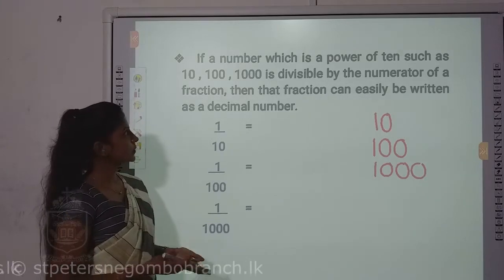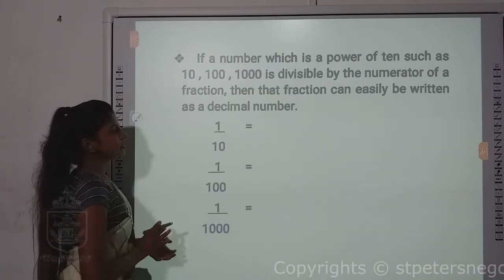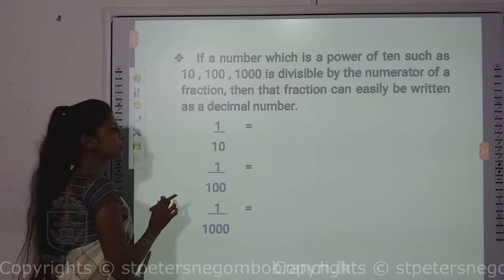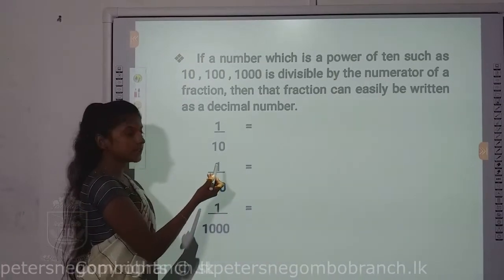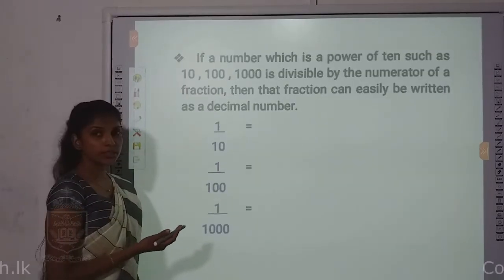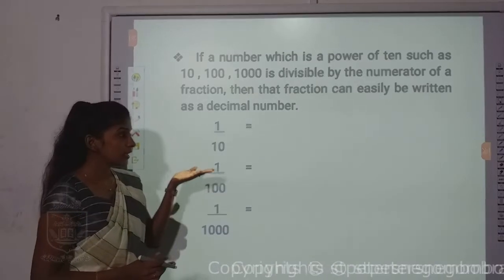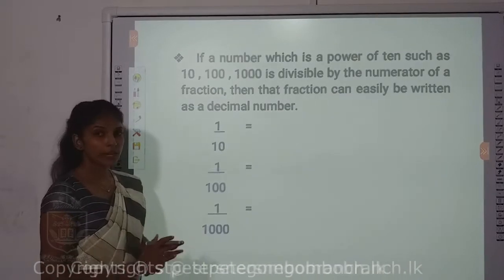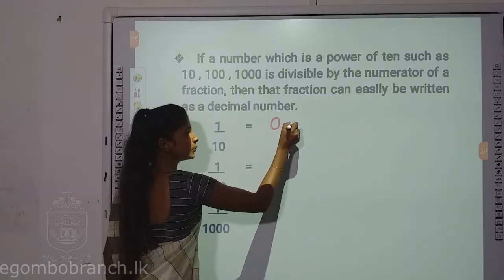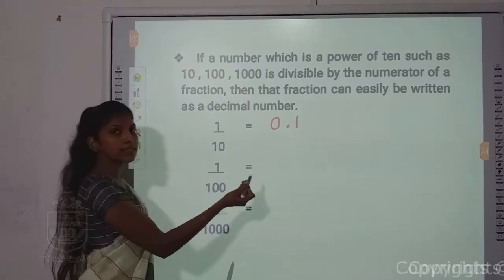Okay, so starting from the first one. Right, so here you have 1 over 10. The first power of 10 is there in the denominator, that is 10. You have only one 0 in the denominator. So if you have 10 as the denominator, in the decimal answer you will have only one decimal place. That means you can express this as 0.1. Since you have only one 0, there will be only one decimal place in the decimal number.